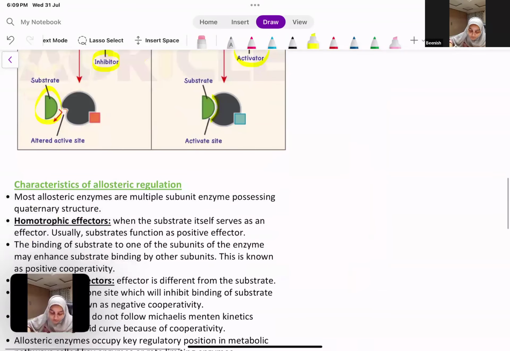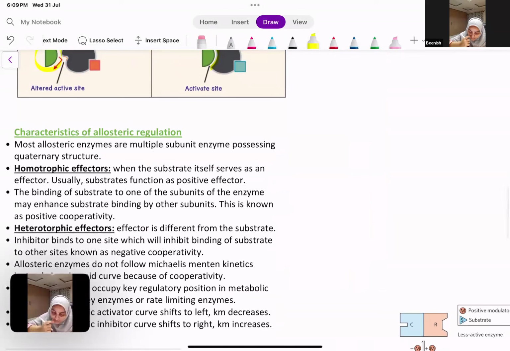Okay. Now moving on to the characteristics of allosteric regulation. So most allosteric enzymes are multiple subunit enzymes possessing quaternary structures. So they have multiple subunits. Basically, they have catalytic units and regulatory units. Okay, so in the regulatory units, you have allosteric sites where your modifiers are going to bind. Now, homotropic effectors: when the substrate itself serves as an effector, usually the substrate functions as a positive effector.